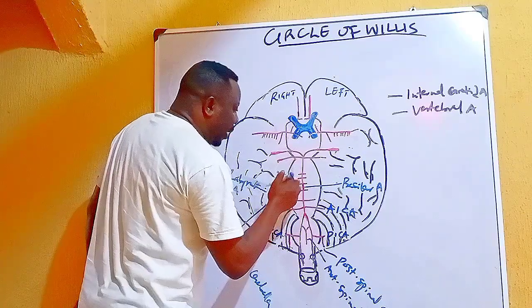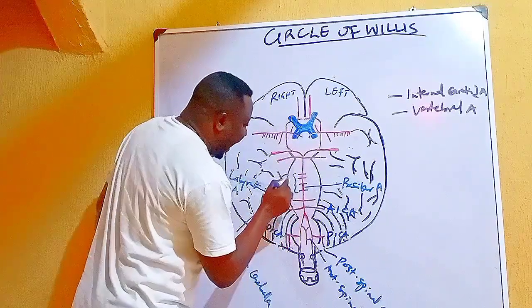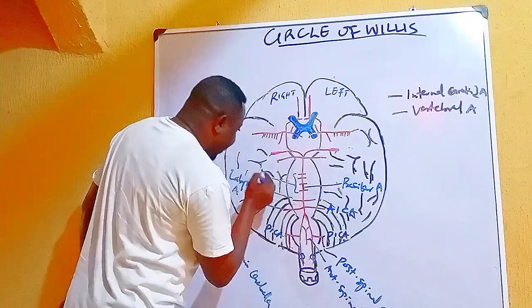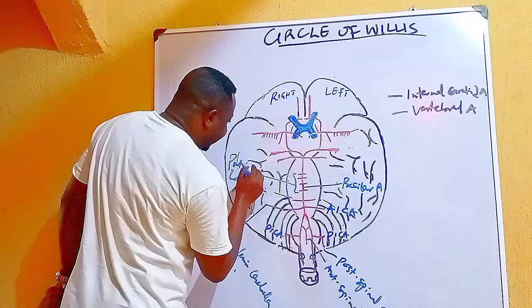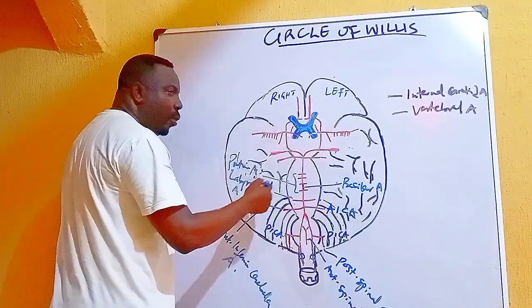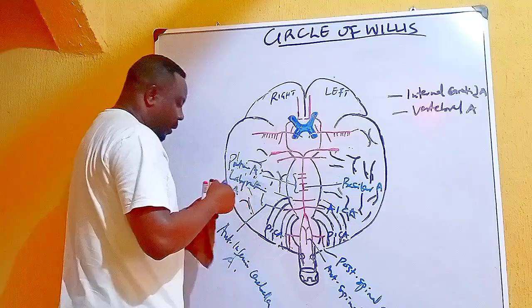The basilar artery also has smaller branches, which are called the pontine arteries. Or we can call it the pontine branch of the basilar artery.